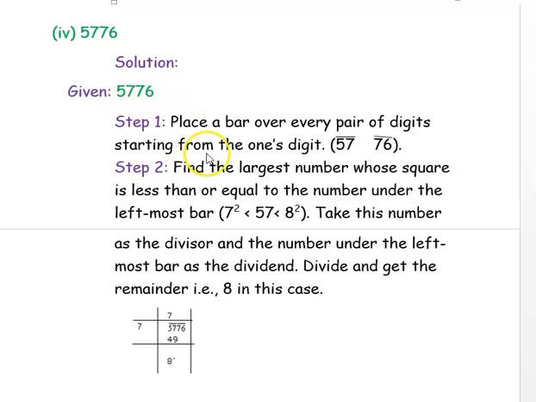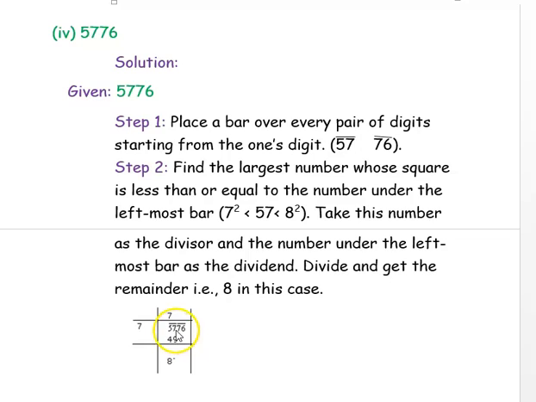The next number given is 5776. So we know that in the first step we want to place the bars by pairing the digits. So 6 and 7 I have paired and I have placed the bar because we have to start from the 1's digit. Then I have placed a bar for 7 and 5. Okay, so this is a pair and I have placed a bar. Next I am writing it in the division method. So 5776, with a bar over 57 and a bar over 76.